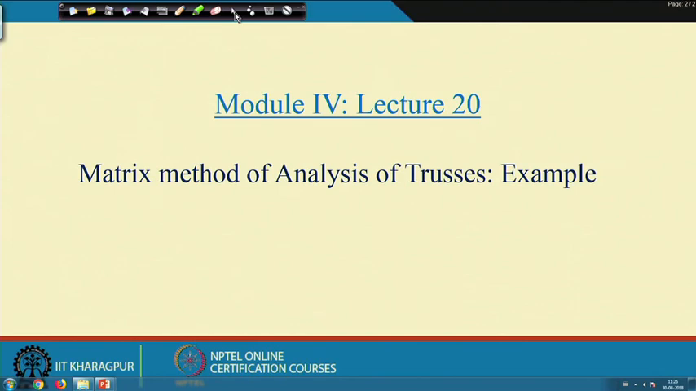Now here what we have seen is, suppose a truss is given to us, then we have to first divide the truss into its elements, into its members, and then write the force displacement relation for each member. When we write the force displacement relation, we need the stiffness of each member. So the first step is to construct the stiffness matrices for each member, which are called element stiffness matrices.